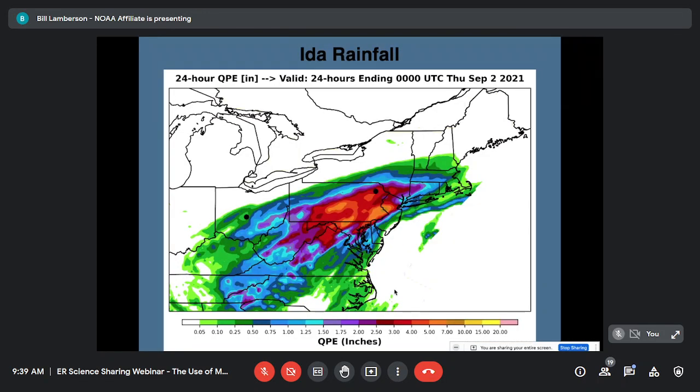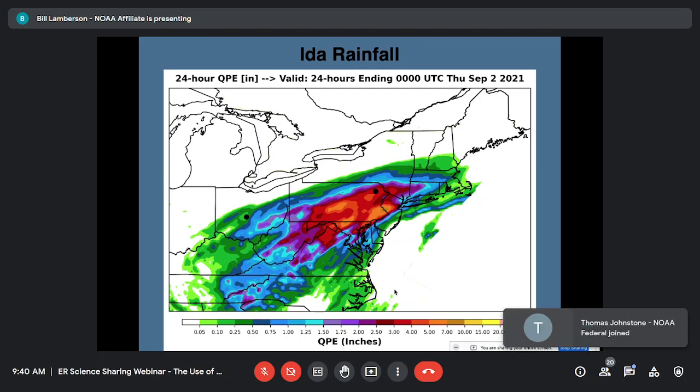Just to refresh your memories, although most people probably remember, here is the 24-hour QPE from CCPA for Hurricane Ida, ending the 24 hours at 0Z on Thursday, September 2nd, 2021. Obviously, there was additional heavy rainfall that fell the next day, particularly in the New York City and New England areas, that caused a lot of flooding. But for now, we're going to focus on the 24-hour period ending 0Z on Thursday, September 2nd, which also had a lot of heavy precipitation, just located a little further west over Pennsylvania and the Mid-Atlantic states.